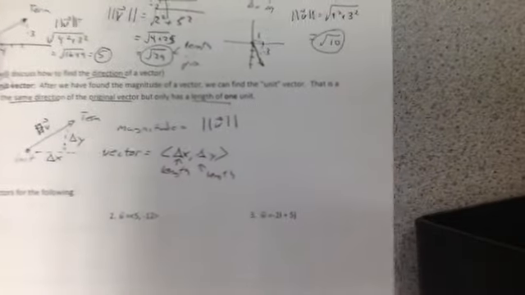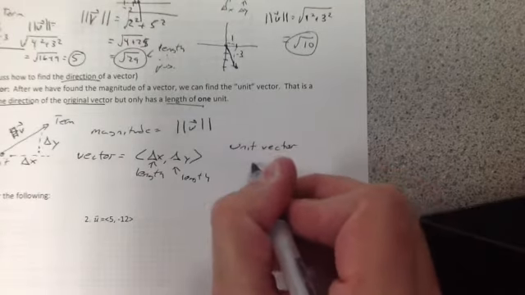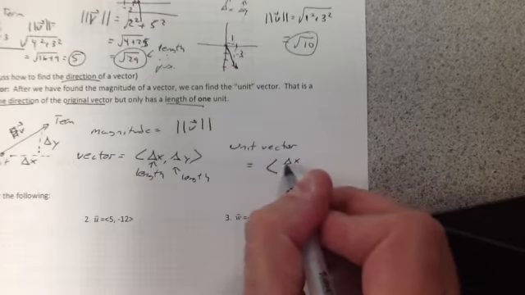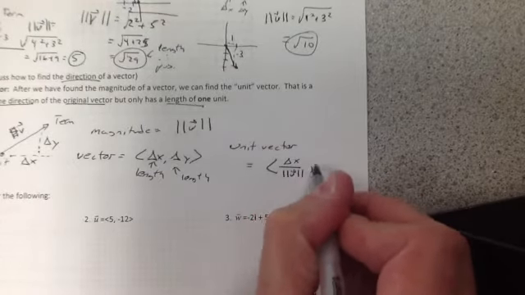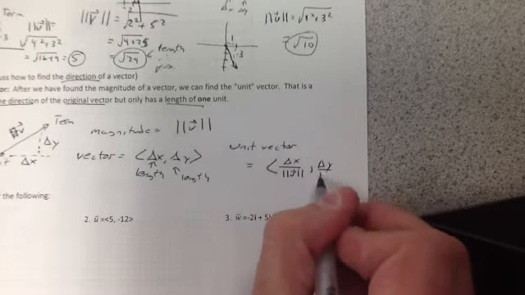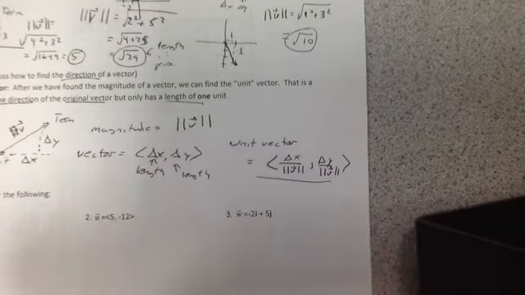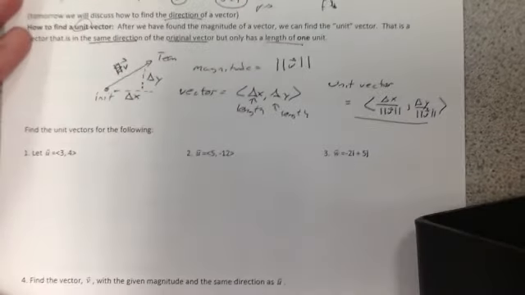So therefore, a unit vector is going to be your change in x divided by its total length, the change in y over its total length. I don't memorize it. I just derive it every time. It's very easy to do. So let's take a look at a couple here.